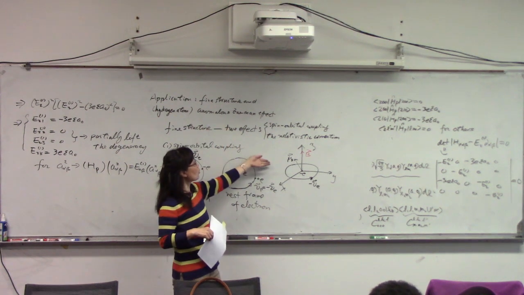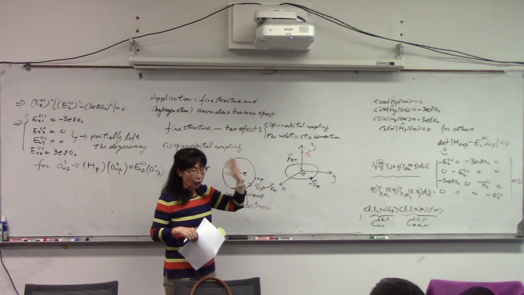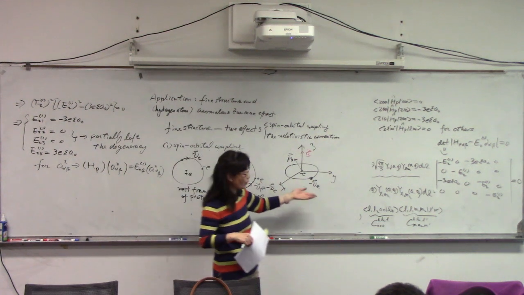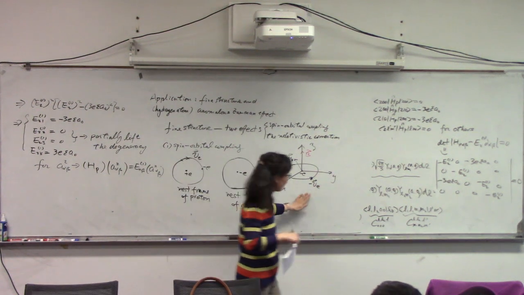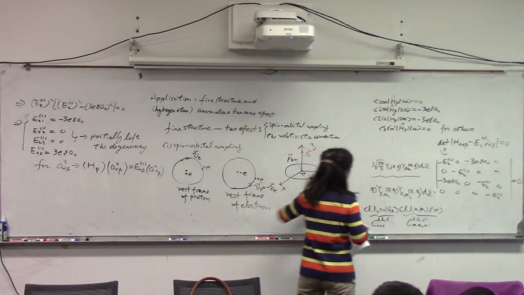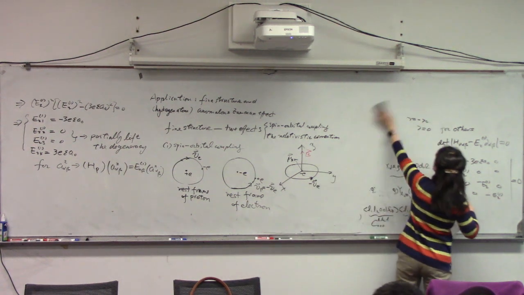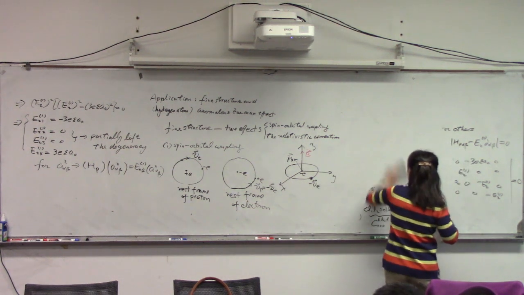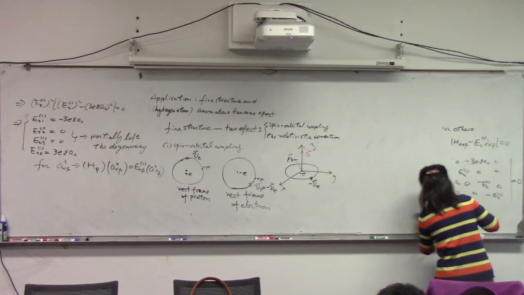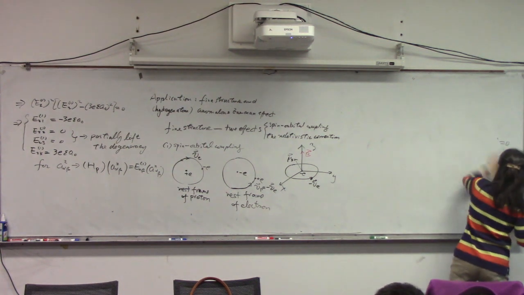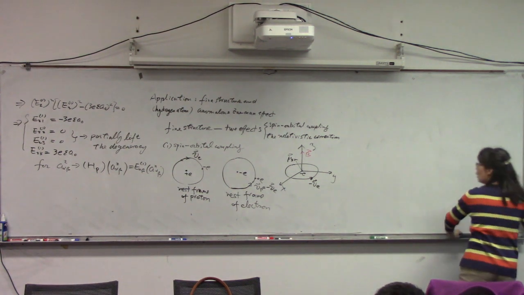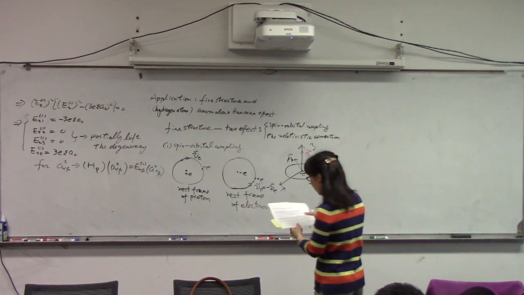since this contribution is almost on the order of 10 to the minus 4, very small, so we initially neglected it. But now we are going to consider it, since we have perturbation theory, so we are able to take into account this effect. So that is spin-orbit coupling. Now we are going to write down the Hamiltonian associated with this one.